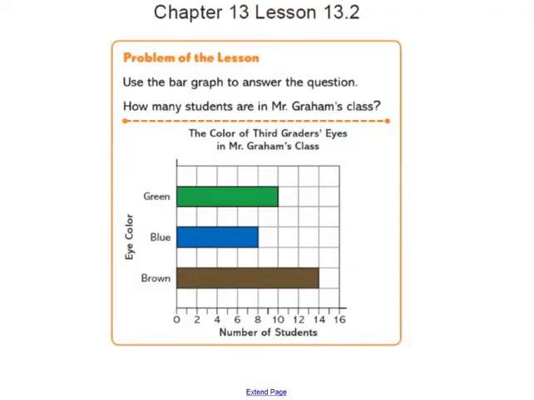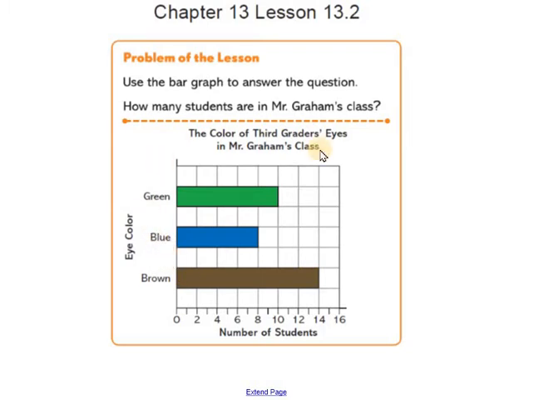Here is the problem of the lesson, and it says use the bar graph to answer the question. How many students are in Mr. Graham's class? I can see that here's a bar chart, and it has horizontal bars. The horizontal axis shows the scale, and the biggest number on the scale is 16, and this number tells me the number of students. Now the vertical axis is showing me the colors of students' eyes. So this is the number of students and the color of their eyes.